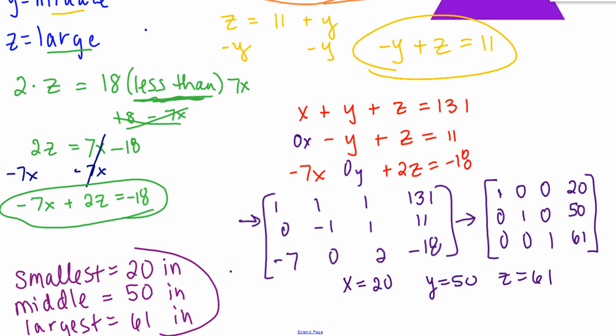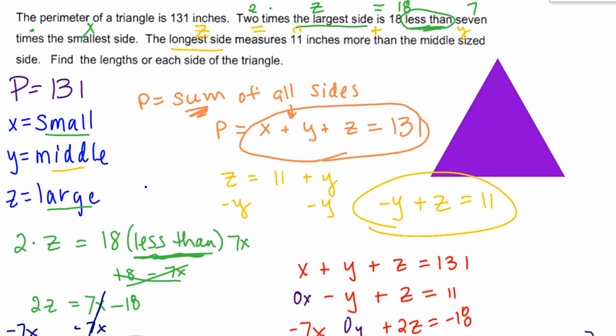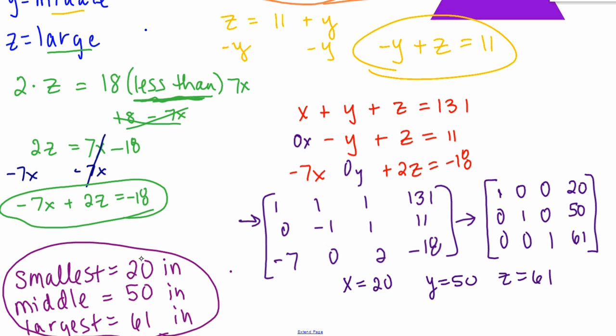And again, if you want to check, you can always double check the things that it says. First of all, it says that the perimeter is 131. Well, if I add those together, I get 131. Then you can check these other two things. Is 61, 11 more than 50? Yes. And then you can check the green one as well. Three equations, three variables, set up a system, augmented matrix first, RREF it.